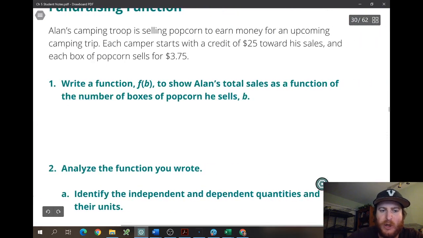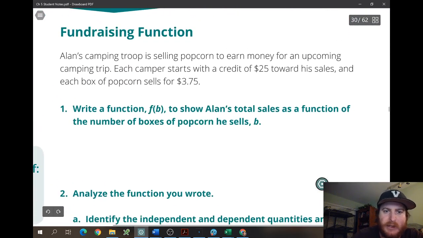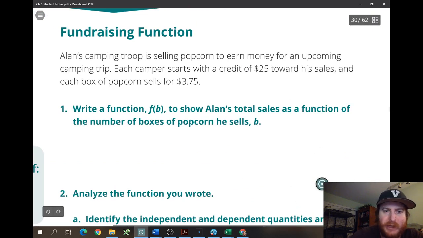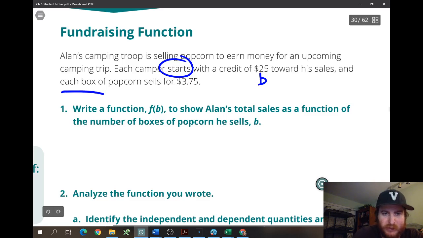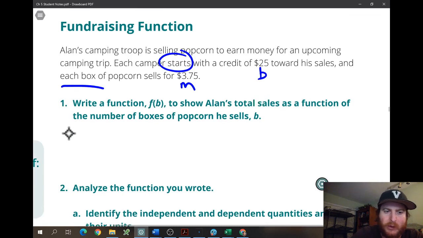All right, so jumping into our main topic, we're going to use Alan's camping troop. They're selling popcorn for a fundraiser. It says each camper starts, that's a keyword, with a credit of $25. When you start with something, that's usually our y-intercept, our b. And then each box of popcorn sells for $3.75. When we're selling each of something, generally that's a keyword for our slope.